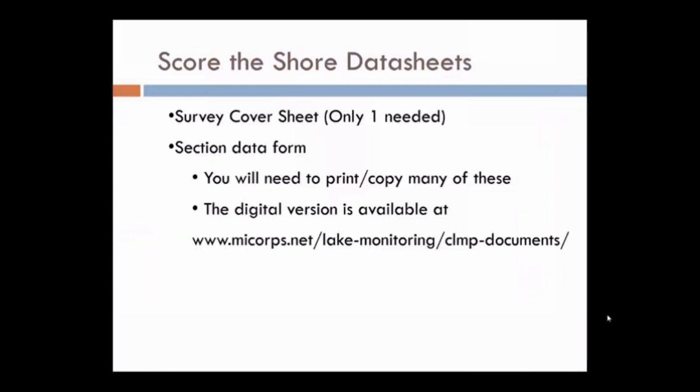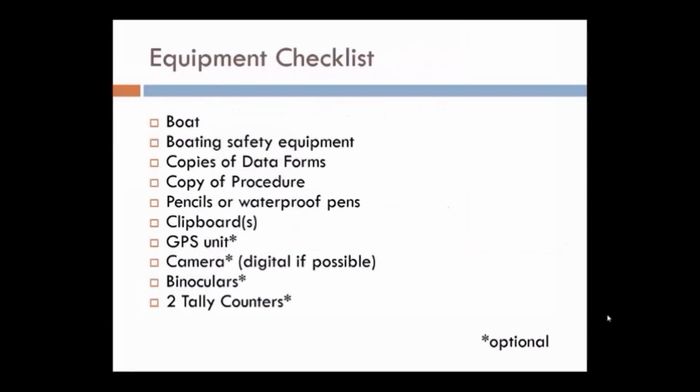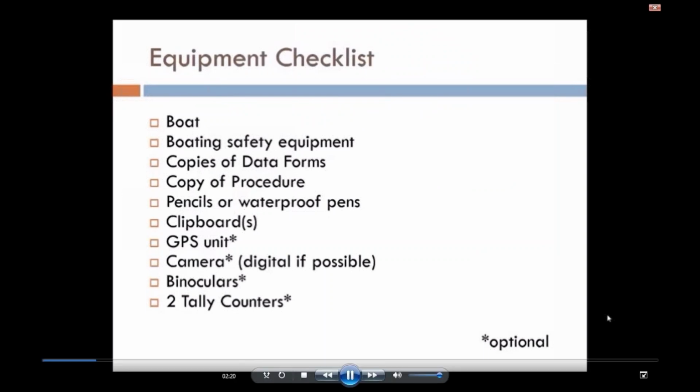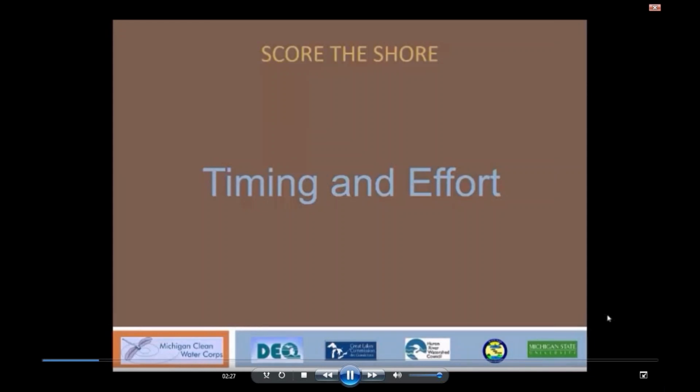The second step is to print the data sheets. You only need one copy of the survey cover sheet, but you will need many copies of the survey data form. Each 1,000-foot section will require several of these data forms, depending on how many people make up your team. They are available at the website shown. The third step is to gather your equipment. Here is a list of what is needed or suggested for the assessment. Most of the use of this equipment is self-evident. One thing to highlight is the tally counter, or clicker. You will use these to count houses, docks, and woody debris, and it'll be a big time saver.